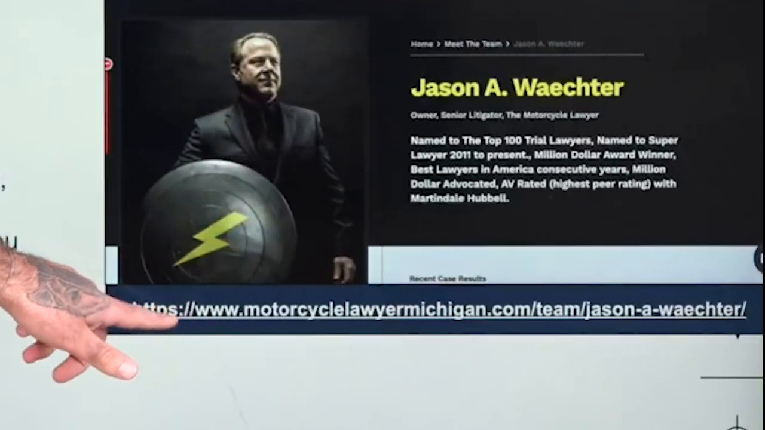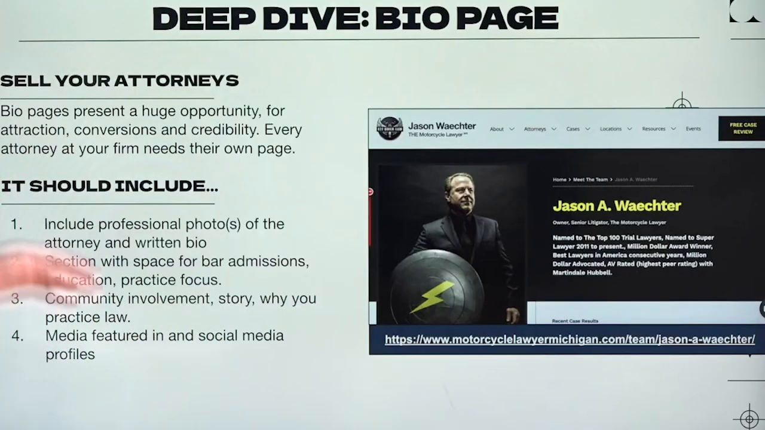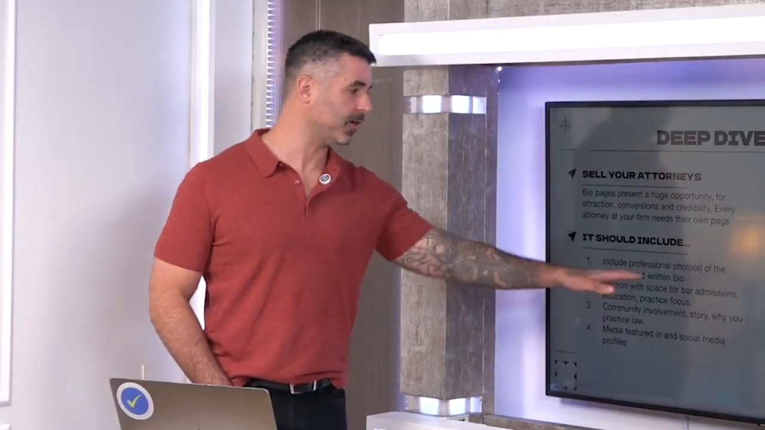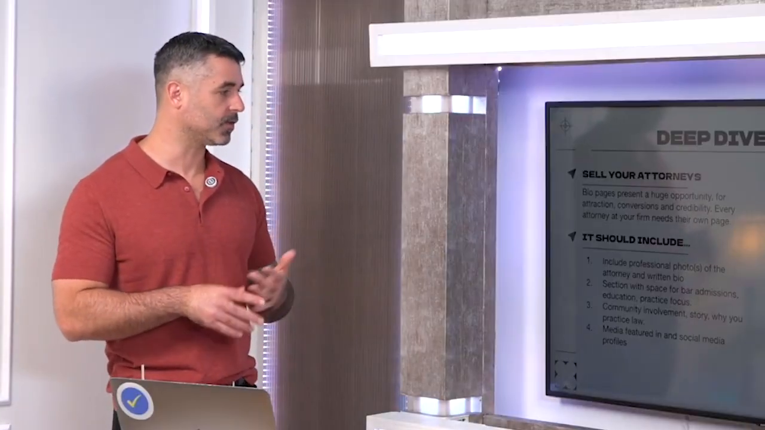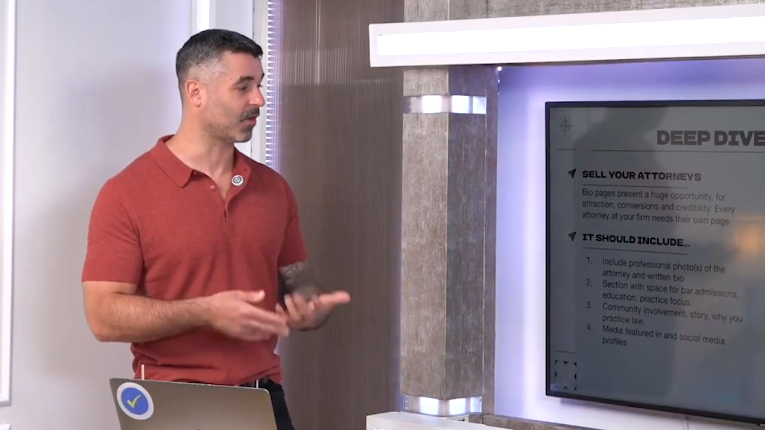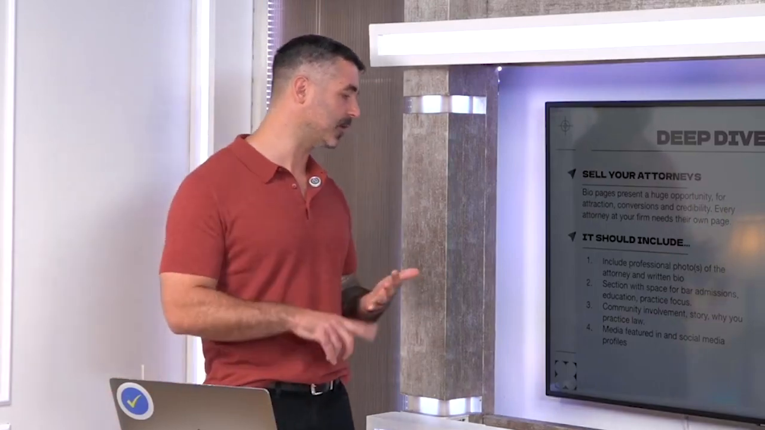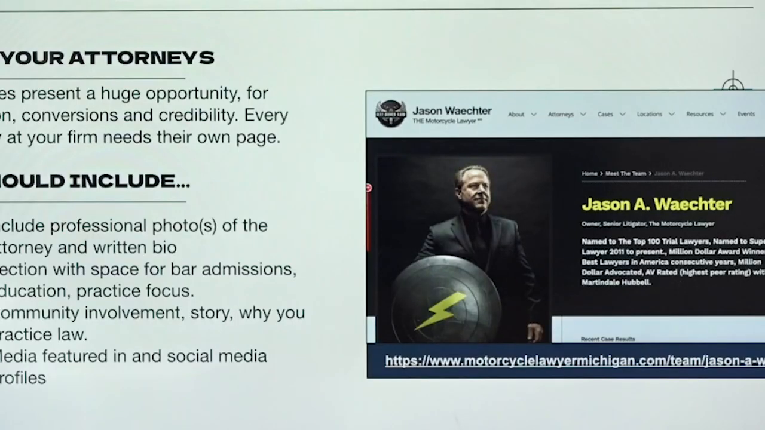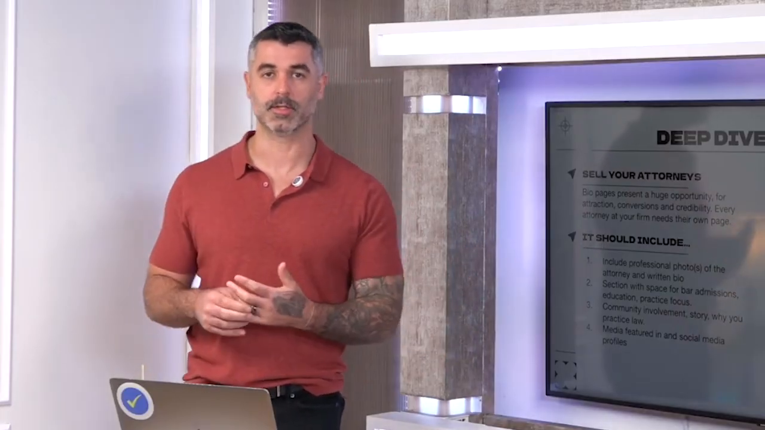This is a really good bio page. This is the motorcycle law we were talking about. Highly encourage you to check this one out because we really crushed this page. So professional photo in the header, always. Bio, and this is where, just like the about page, we get more into the attorney specific stuff. So like bar admissions, education, practice focus, cases won, community involvement, why that attorney specifically got into law, media features, social media profiles. Again, similar to the about page, but just drilled into the attorney, right?